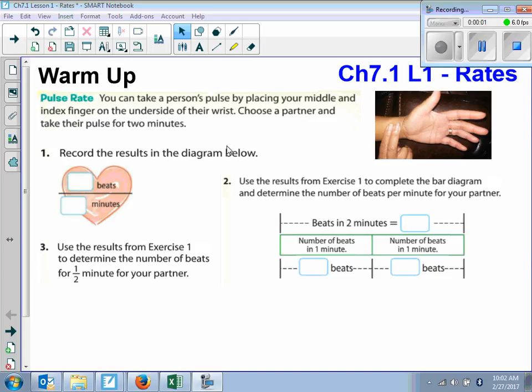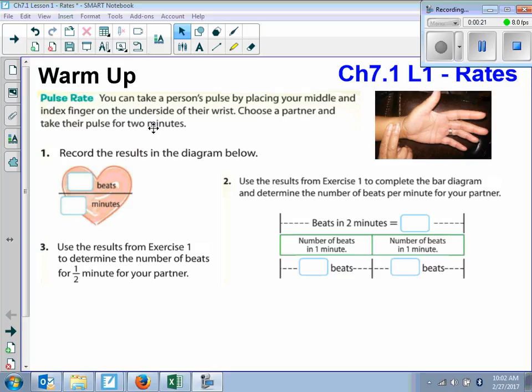All right, so today we're starting the 7th grade book. That's the reason why it says chapter 7.1, but this means the 7th grade book, chapter 1. Does everybody see that? Okay. So this is chapter 1, lesson 1, rates in the 7th grade book.